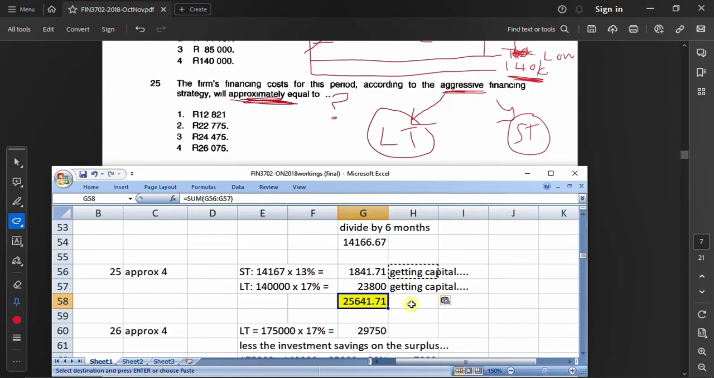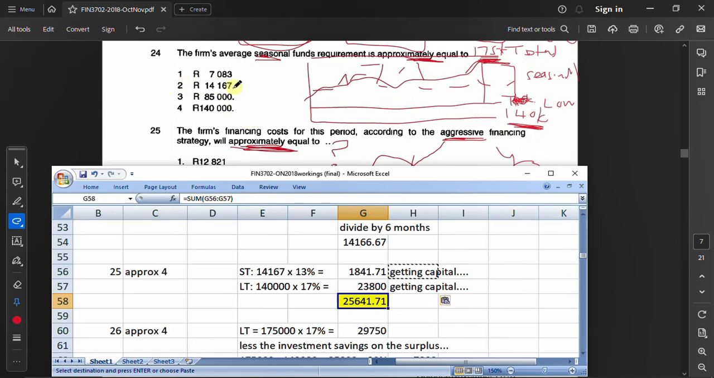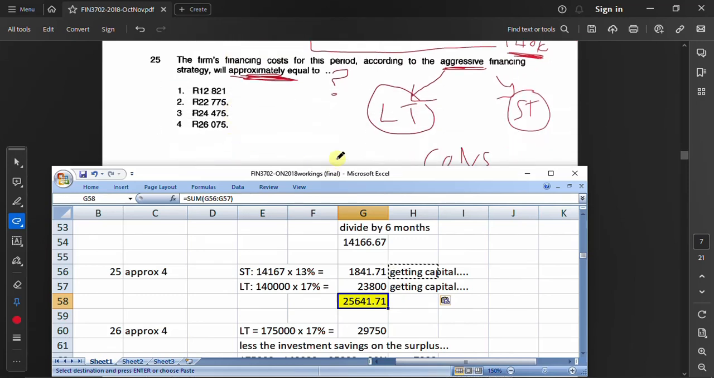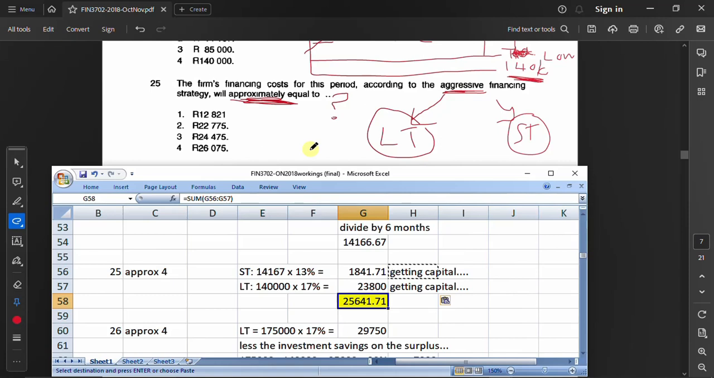Long-term financing, long-term funds, 17%. So in this example, long-term financing is a bit more expensive than short-term financing. They're both looking at acquiring or getting capital. If I add up those two amounts, I get this. The amounts weren't perfect, but they're rounded off, so if you round it off, you'll get the right answer.